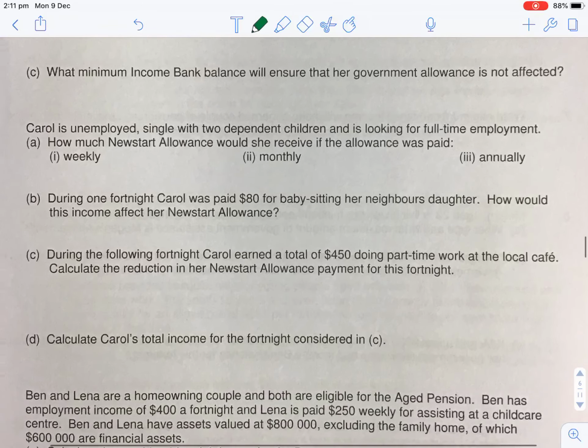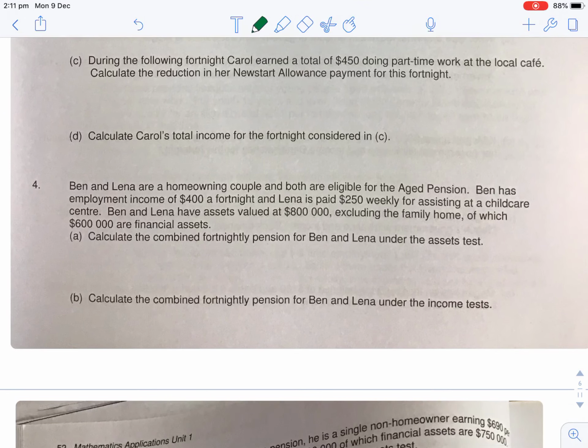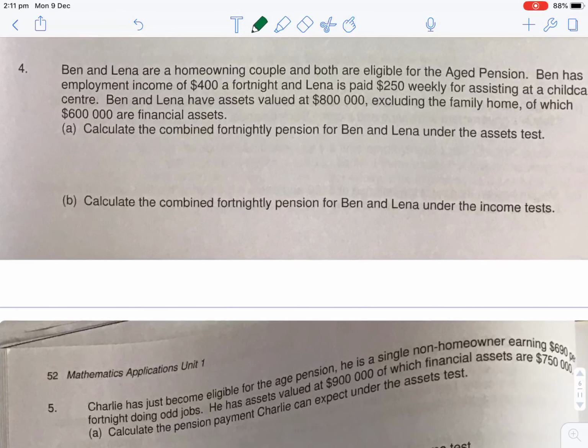Now, the next question that had to do with pensions was question 4, so let's have a look at this.